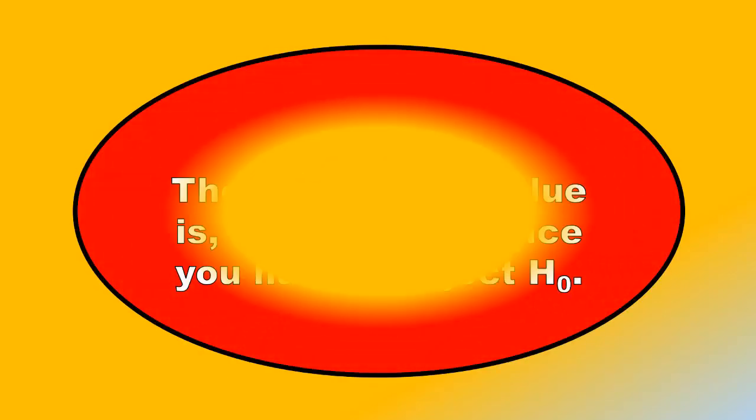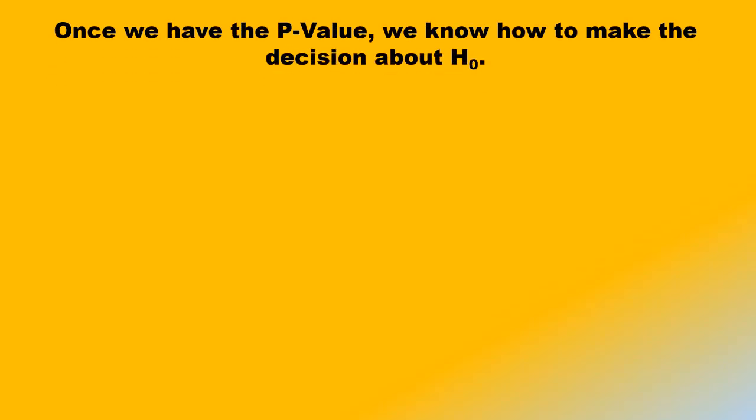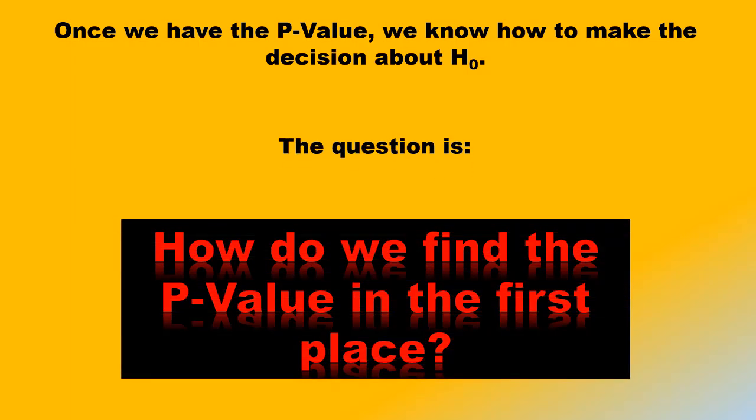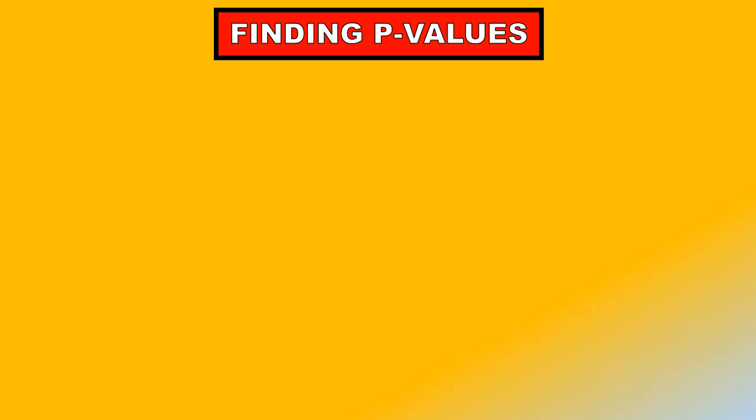Let's go ahead and go back. All right, so once you've got the p-value, that's how you make the decision. But what's the real question? The real question is, how do we find the p-value in the first place? Where does that number come from that we use to make our decision in the p-value decision rule? So let's talk about finding p-values.